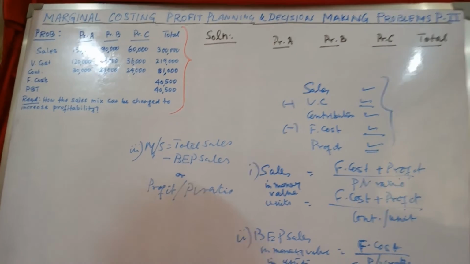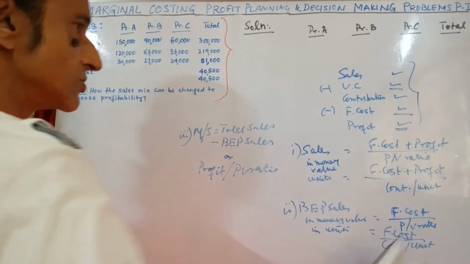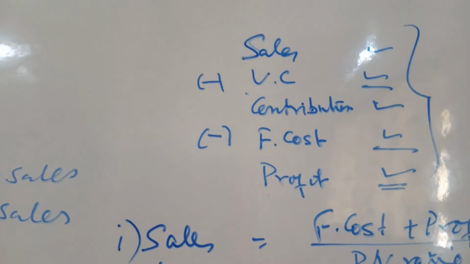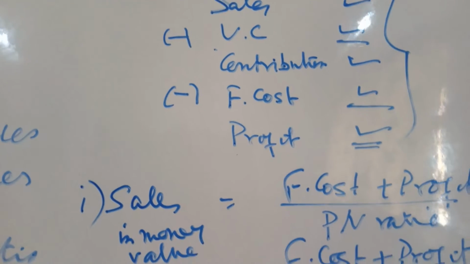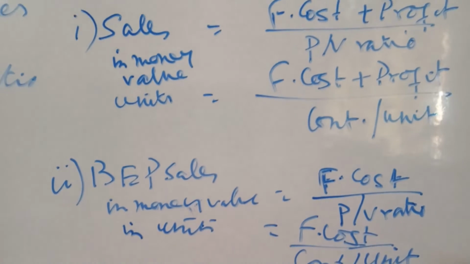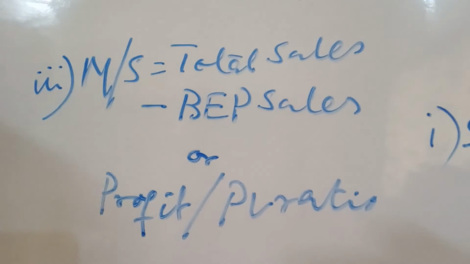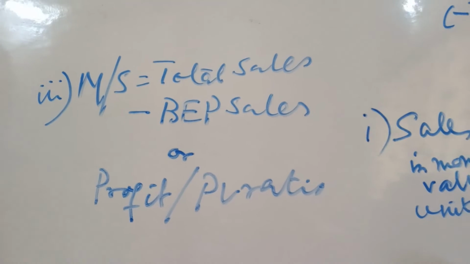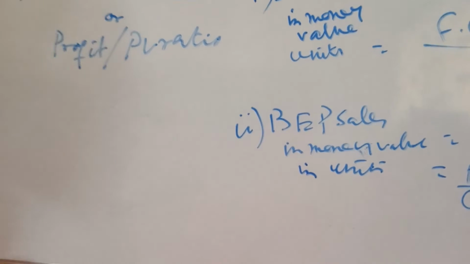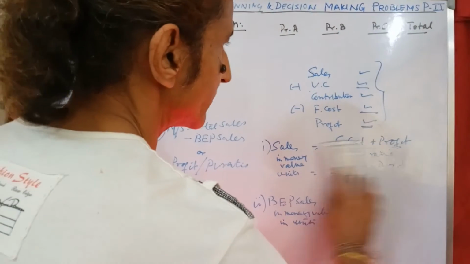And you know, marginal costing is a technique that is used by the management in many decision making situations. Correct? So these are the formulae that will be used while solving this particular problem. Okay, so let me erase this part so that I can proceed further.